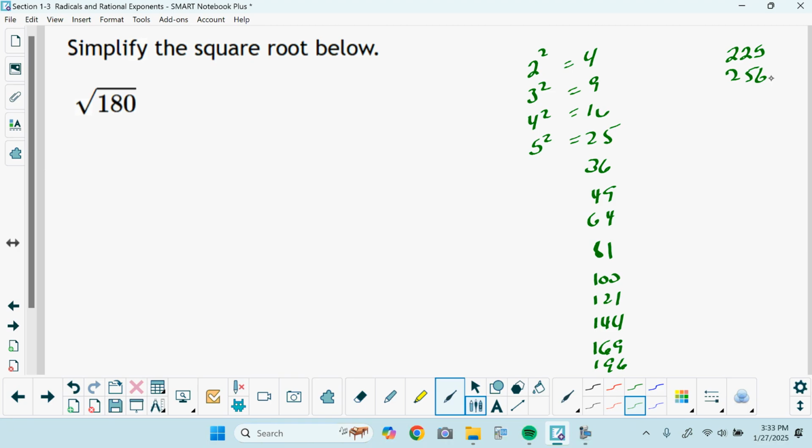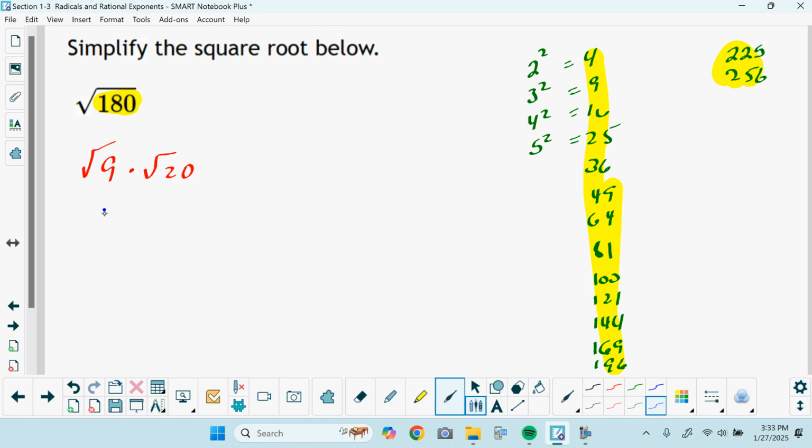Now, one of these numbers has to be a factor of that in order to simplify. Okay, so looking at this, it is the square root of 180. So I know that I could get the square root of 9 times the square root of 20. Now your calculator may simplify that for you, and that's fine, but you need to understand how to simplify square roots: one of its factors must be a perfect square.